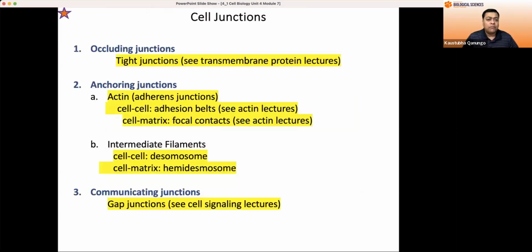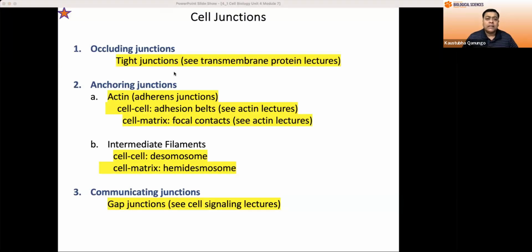So these are all straightforward, and this will be the first very important slide, so know them all. Just keep that slide handy. We are going to talk about the occluding junctions. Again, as the name suggests, it occludes. It just doesn't allow things to pass through.